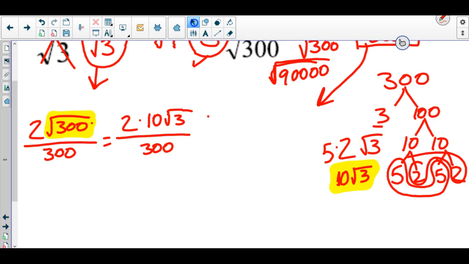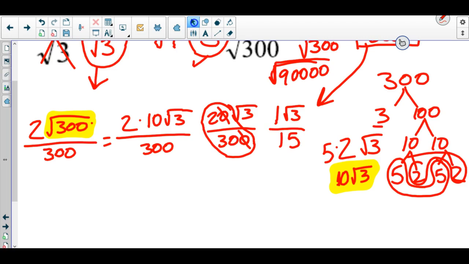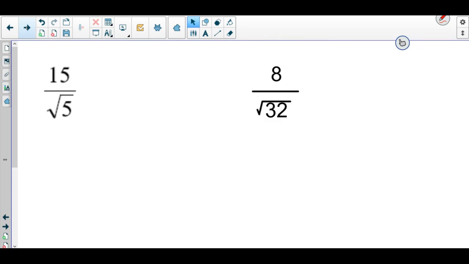because 2 times 10 is 20 root 3 over 300. 20 over 300 can simplify to 1/15. You can cancel a 0 out. That's 2 over 30, which is 1/15. So 1 root 3 over 15, and the 1 is not necessary. So that is our simplified answer there. Crystal clear, right? Let's look at another 2 examples.